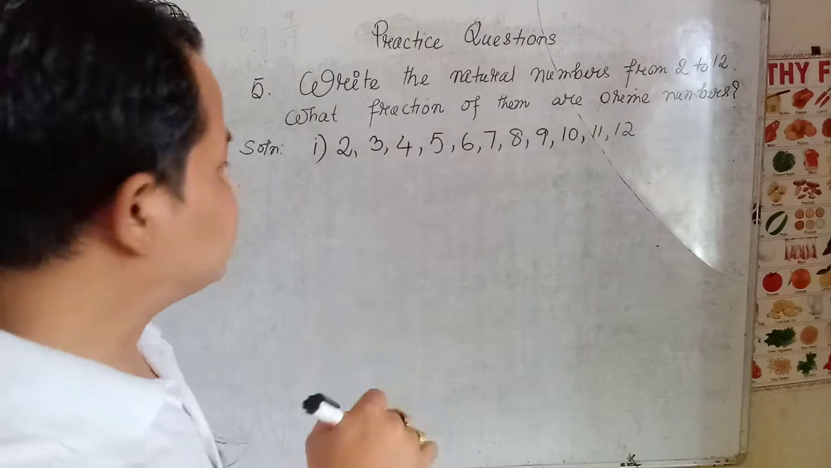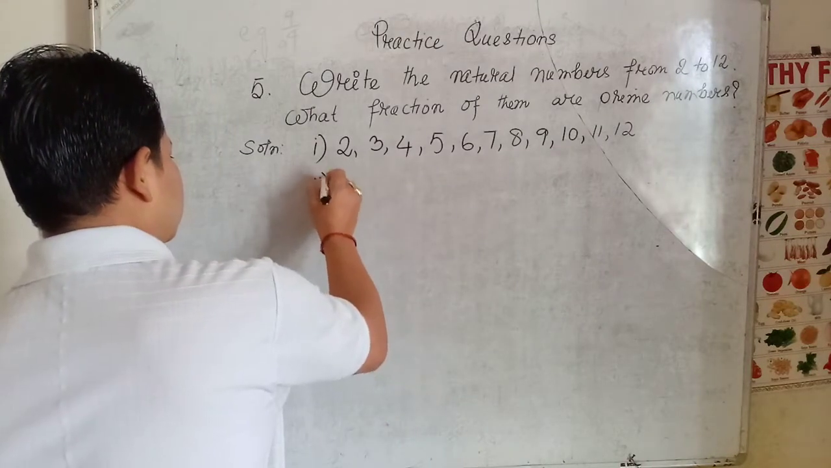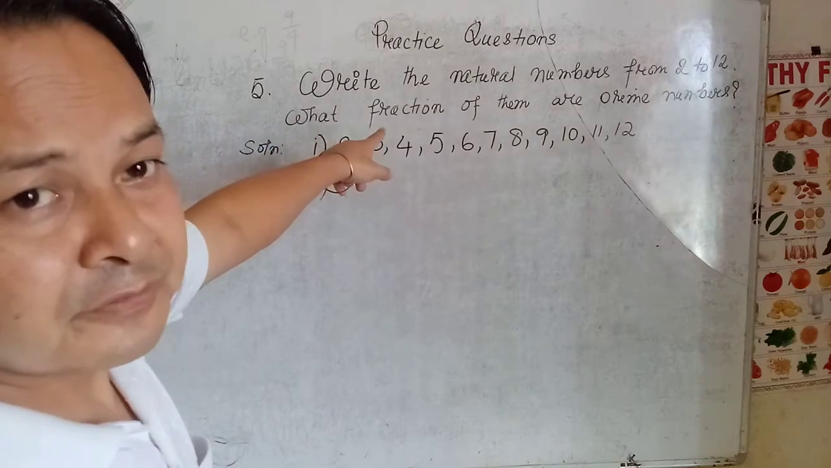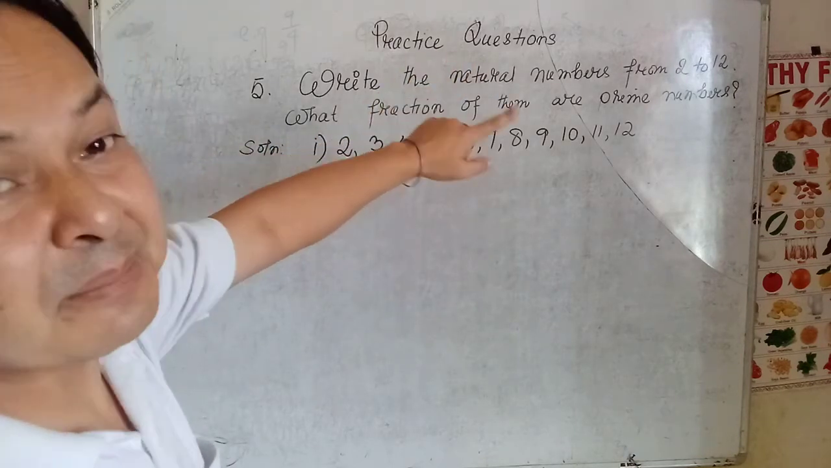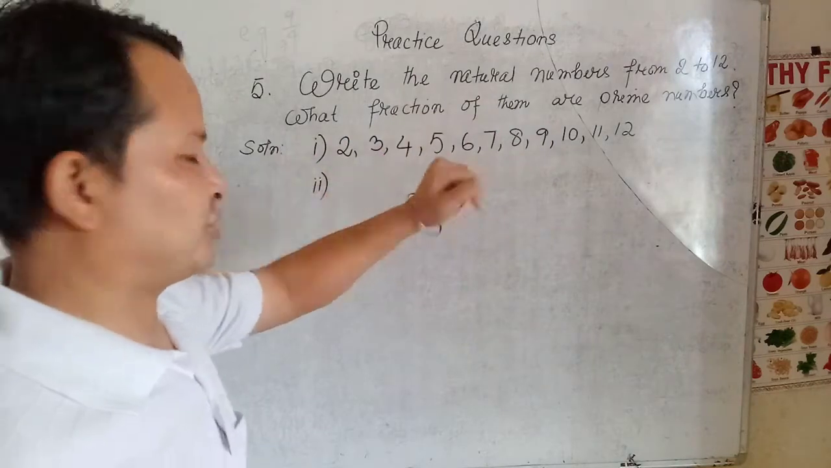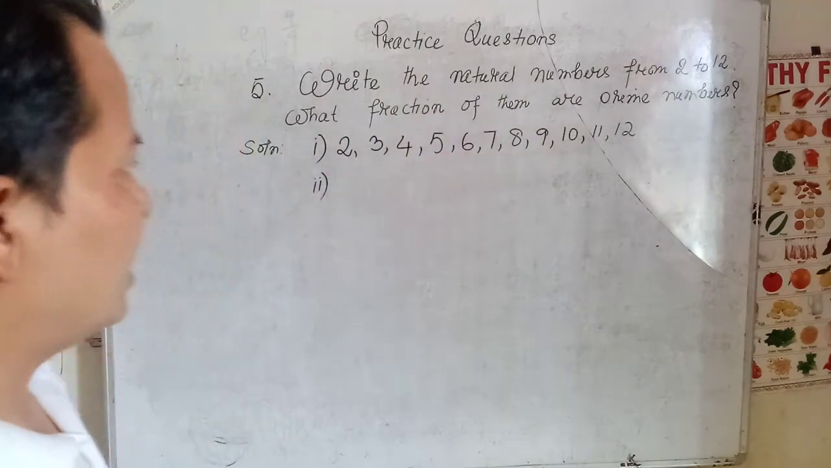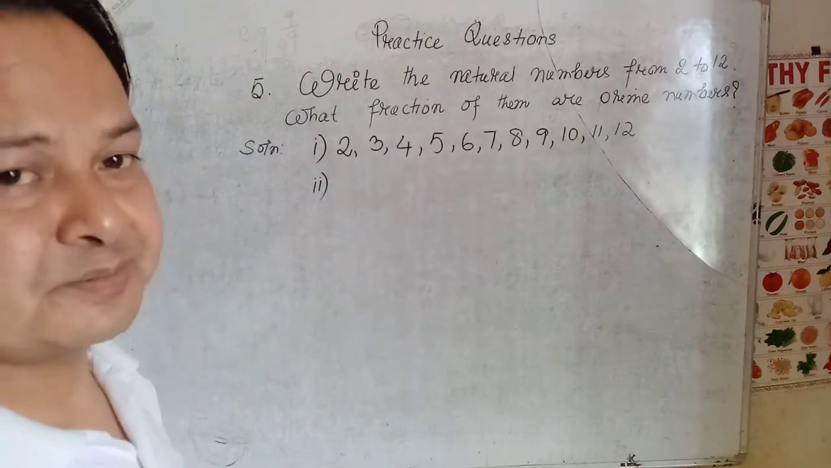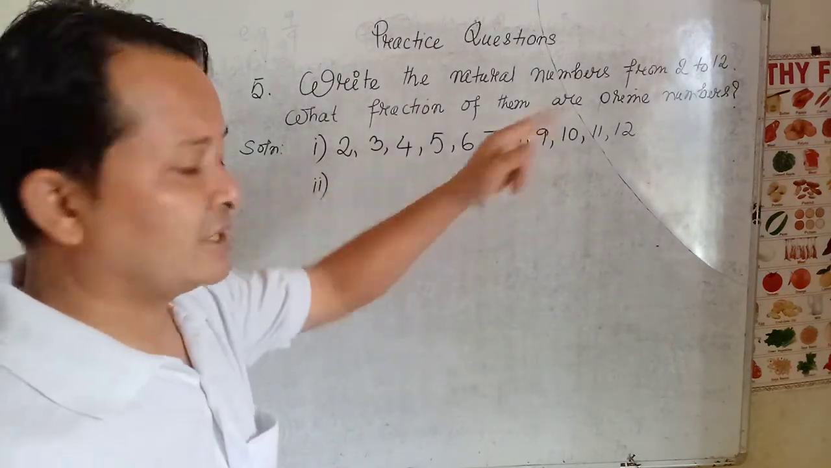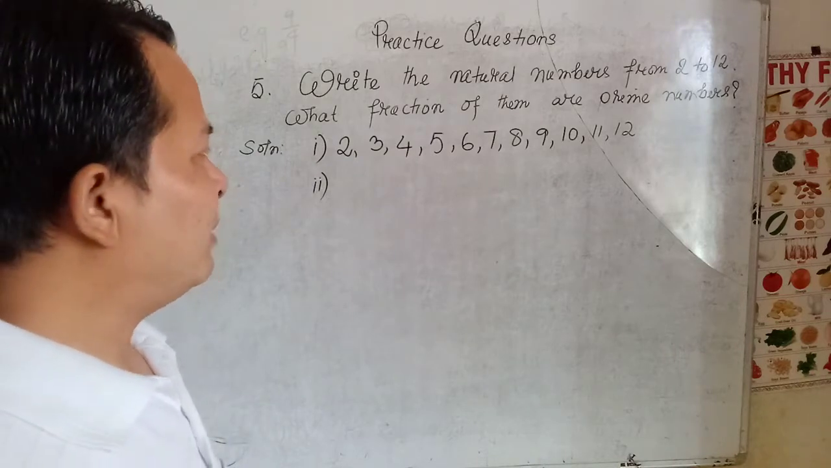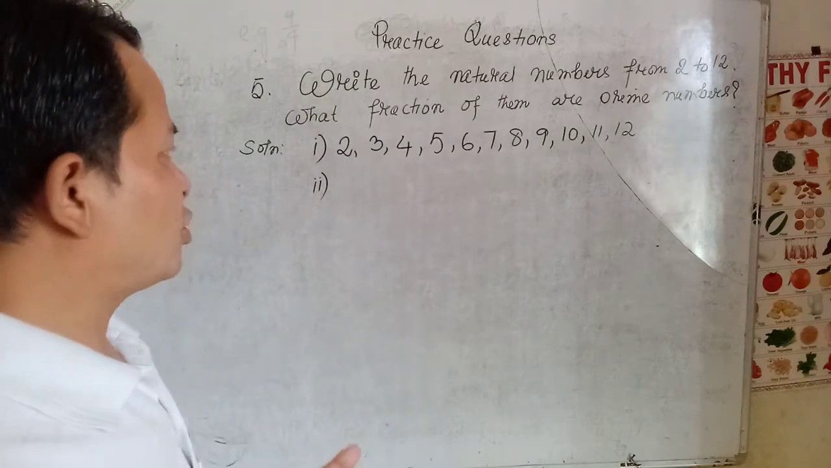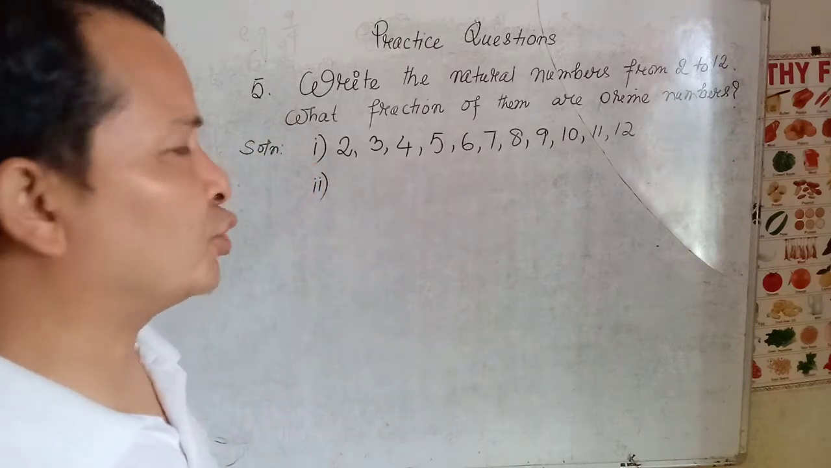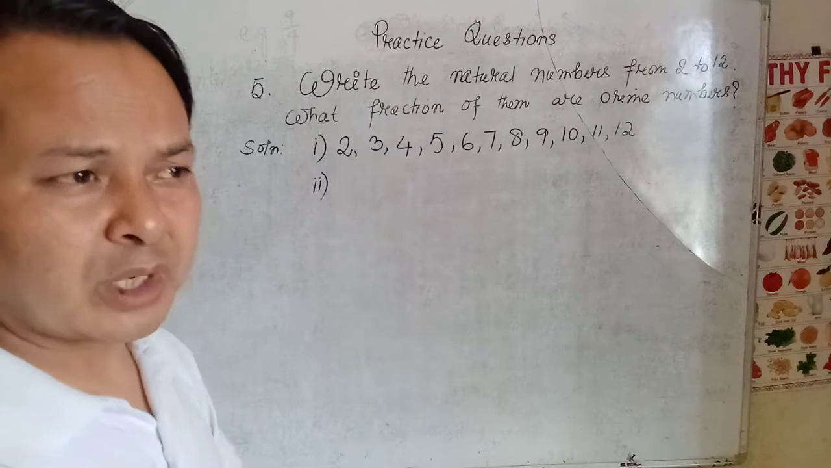Now let us move to the next part. That is about the required fraction of the prime numbers out of the given natural numbers from 2 to 12. Later we have to write the fraction of the prime numbers out of these given natural numbers. But before we get to the answer of this second part, we have to know about prime numbers. What are prime numbers?